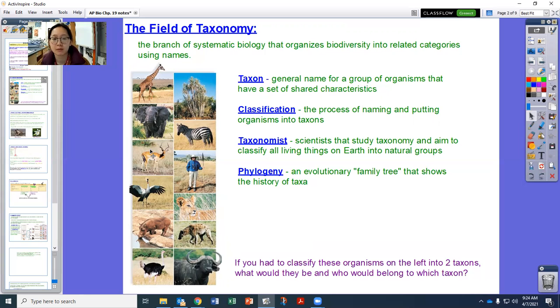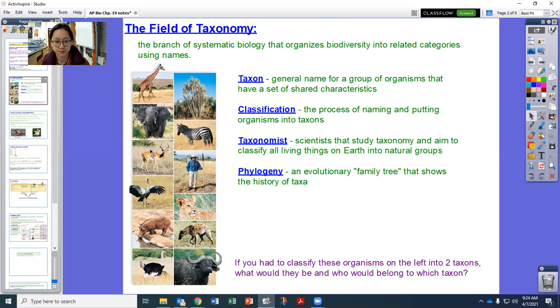Classification is the process of naming and putting organisms into taxons. So it's the act of putting organisms into groups based on these characteristics. A taxonomist is a scientist that studies taxonomy and aims to classify all living things into natural groups. Again, these natural groups are based on characteristics that these organisms have. And phylogeny is an evolutionary family tree that shows the history of taxa. So it shows over time what has changed, when the species developed, what their common ancestor is to each other, all those linkages.